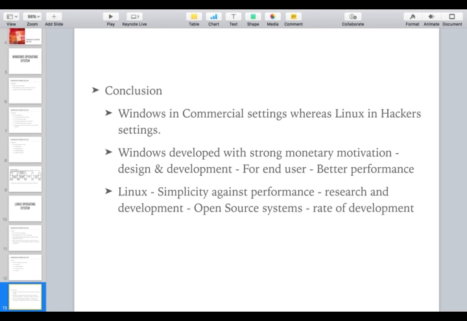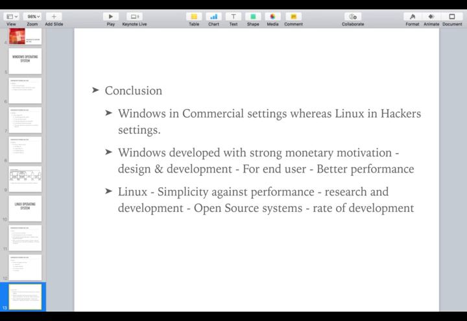Windows is developed with strong monetary motivations, and has gone through more effort and thought in its design and development. The design decisions made at various levels tended to be conducive to better performance. For Linux, the decisions taken often favored simplicity over performance. Therefore, Windows has developed into sophisticated, complex code, whereas Unix is simple and elegant.